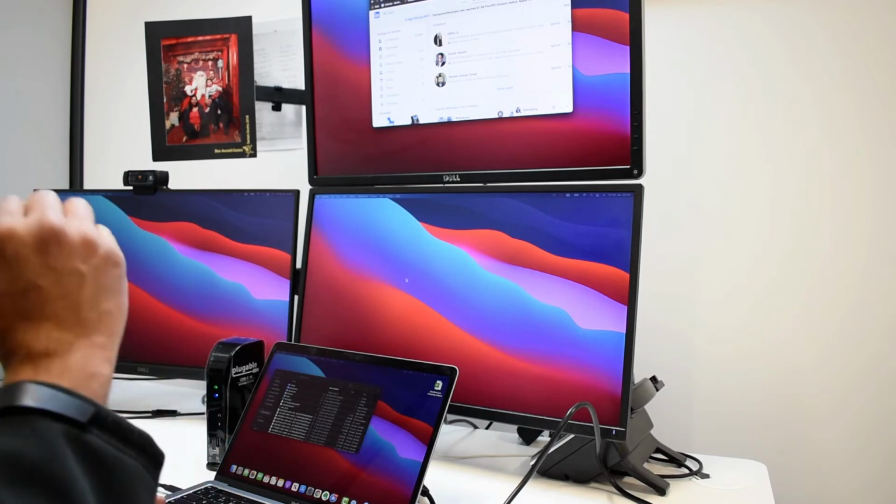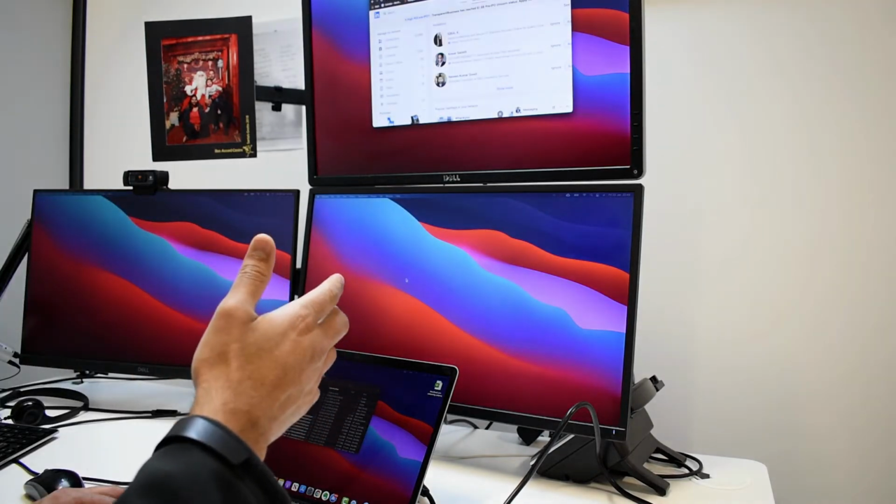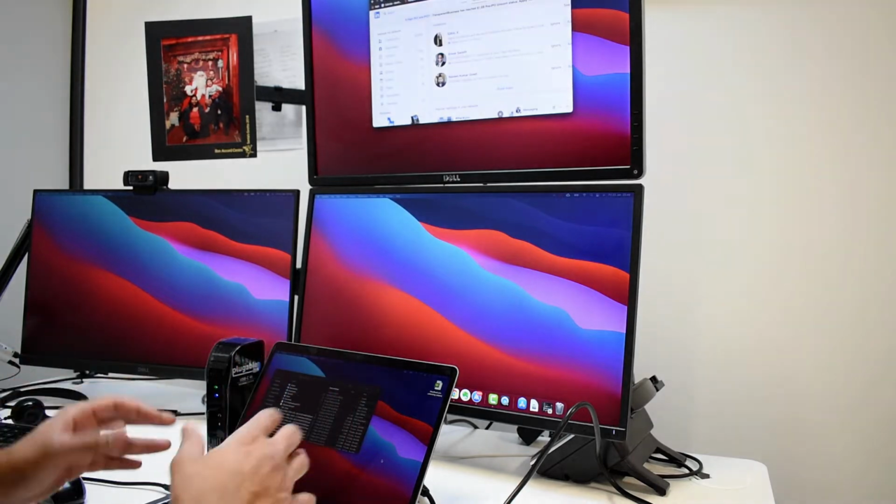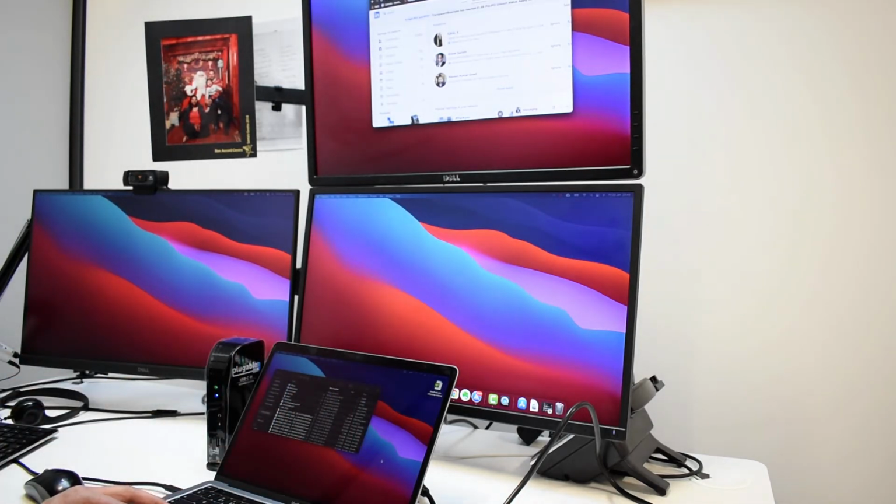So you can set up three monitors with the Plugable 4K, and that's four monitors. You will get four monitors, including your own MacBook screen here.